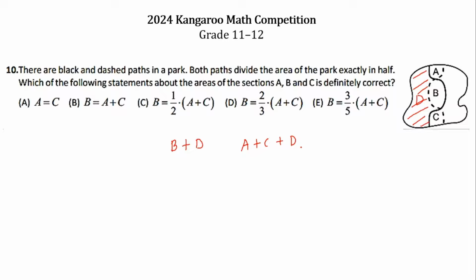Since the two paths divide the entire park into two equal parts, then we can say these two expressions represent the same area. In other words, they must be equal, right? Now, both sides have the term D, so we can cancel that out. We can transpose that, so the remaining equation is B equals A plus C. Alright, so the answer here is option B.